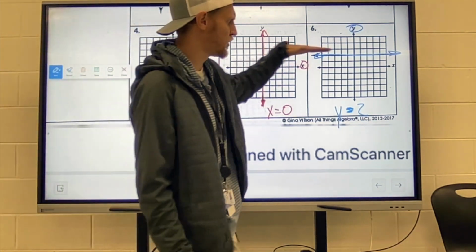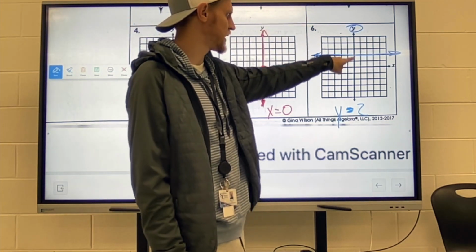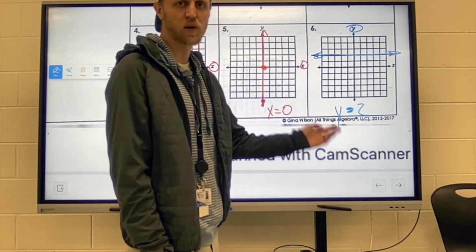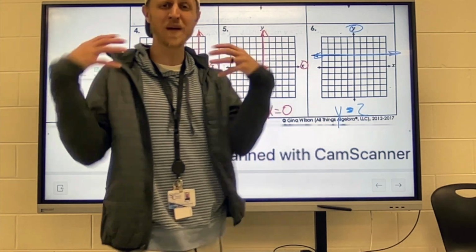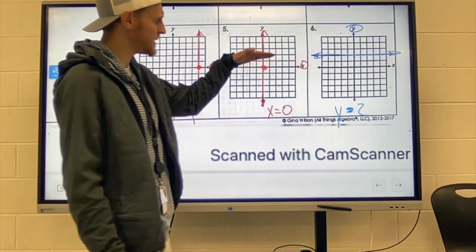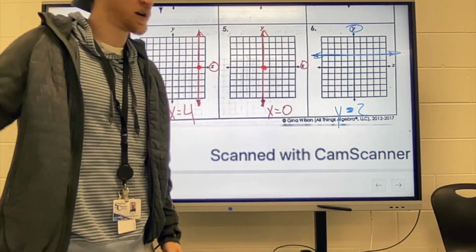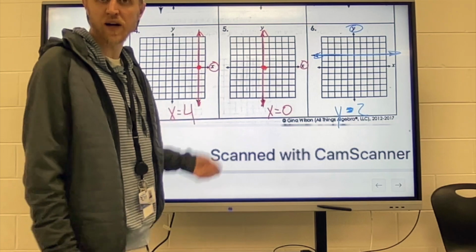And then this one is a horizontal line that's crossing my y-axis at 2, right? We're going up 2 to get there. So that'd be y equals 2. So something to memorize would be that if it's y equals a number, that means it's a horizontal line. If it's x equals a number, that means it's a vertical line.